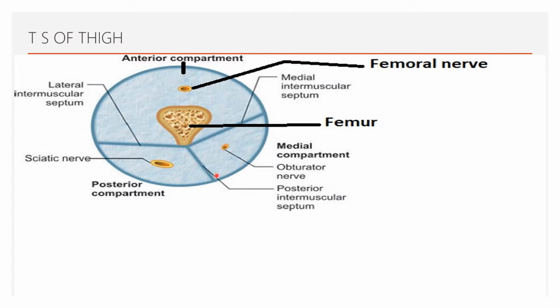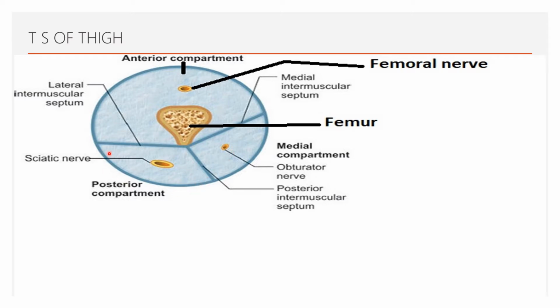Now this is a very small compartment of the thigh. This is a medial compartment. The medial compartment of the thigh is having all adductor muscles: adductor longus, adductor brevis, adductor magnus, gracilis, obturator externus. The medial compartment of the thigh is being innervated by obturator nerve.